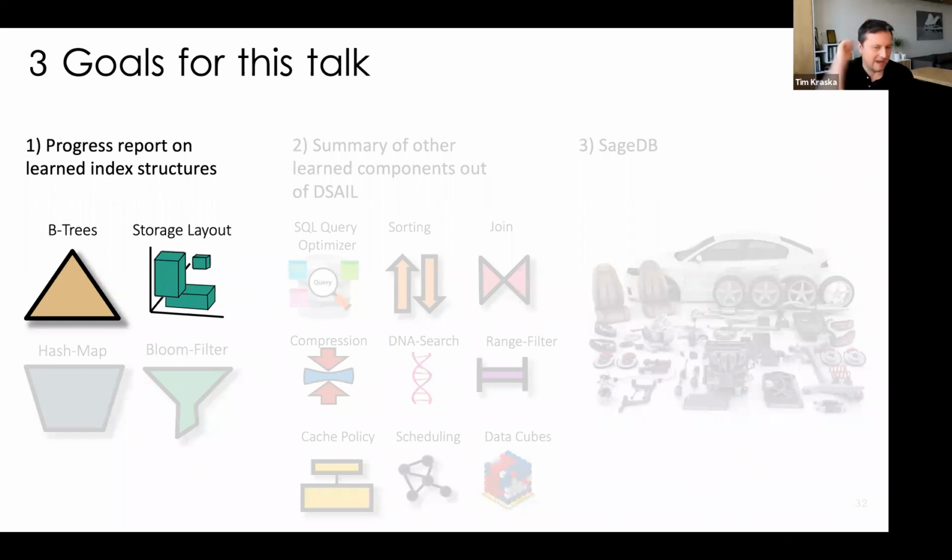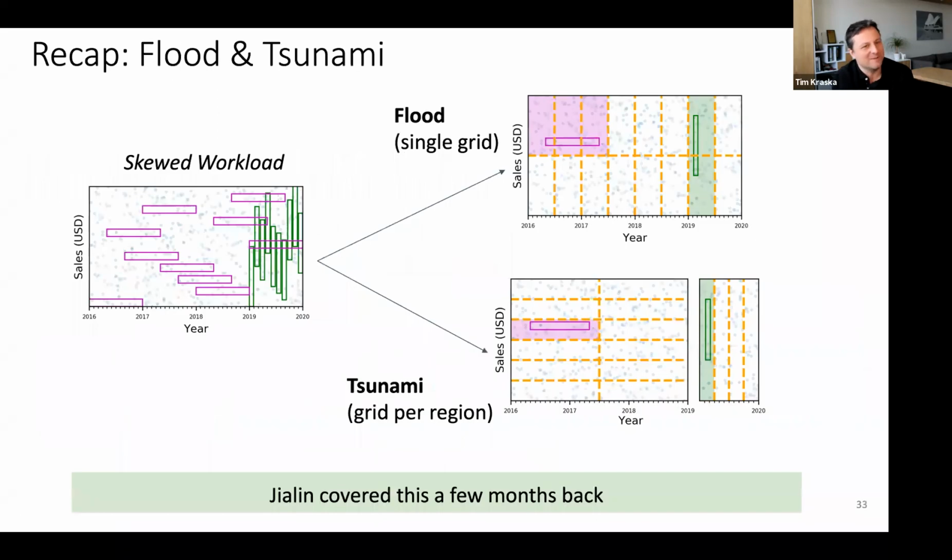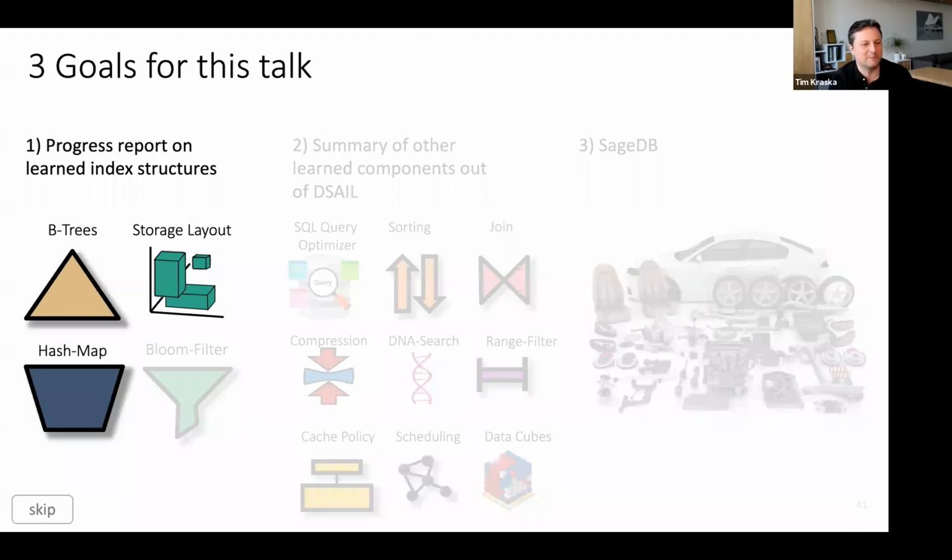Yeah, so normally I skip over the hash map part, but maybe for you this time I will cover it. Because I can skip over the next one. Normally I talk now about multidimensional index structures, but I know that you had Jalin recently here, so I will simply skip over that. And instead talk a little bit about hash maps.